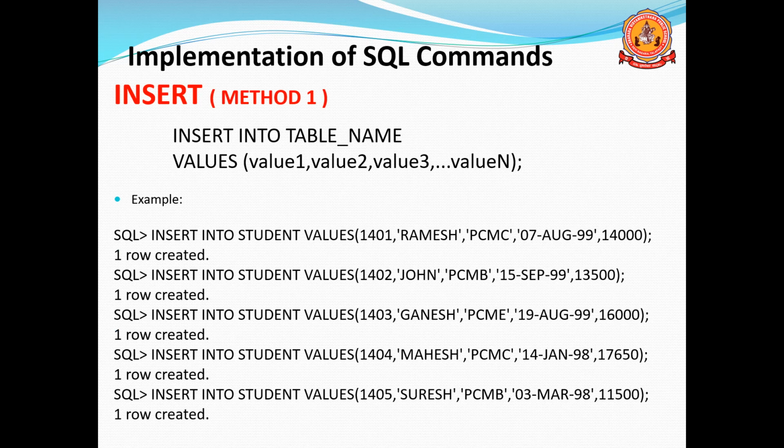So here, insert into table name, then directly values. Any table name you can give, then you can provide n number of values. For example, if the table contains 7 columns, then 7 values should be provided. Example: insert into student values, first is the register number, 1401, next the name, then the combination, then the date of birth, and finally the amount. Then add a semicolon, and one row will be created.